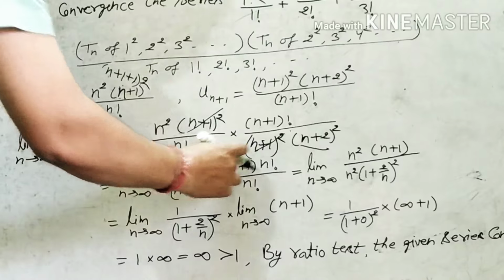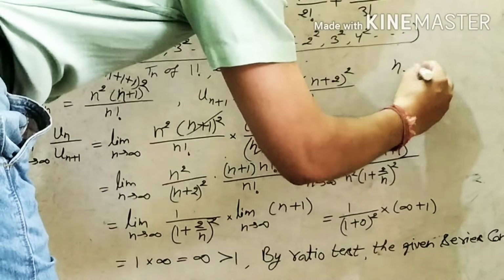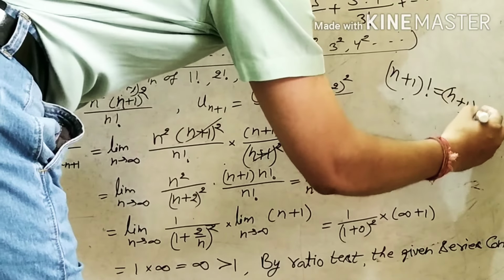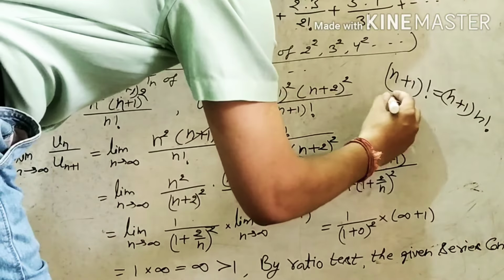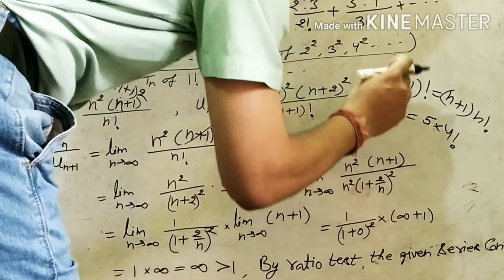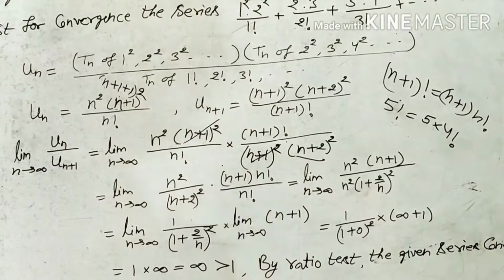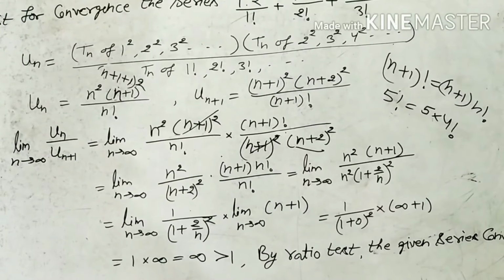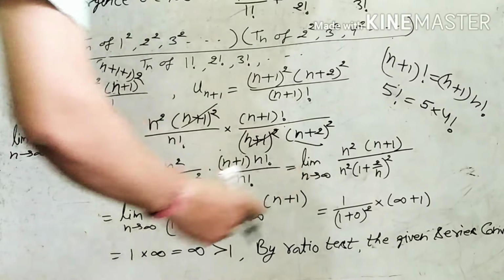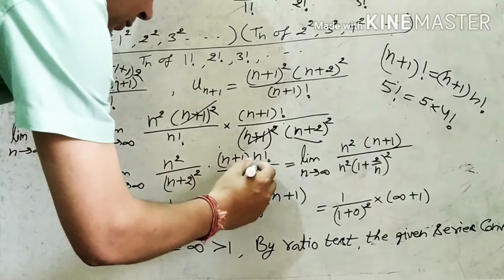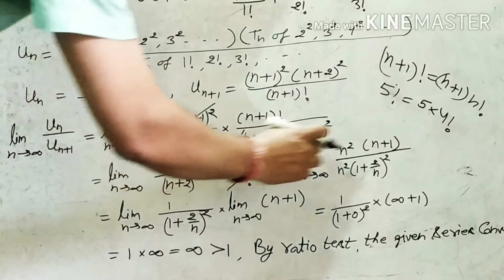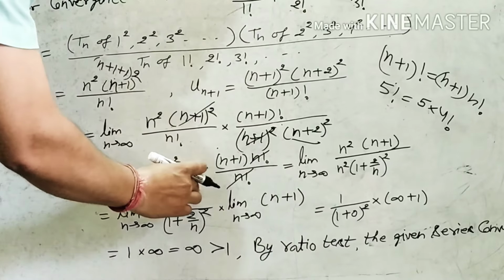n plus 1 factorial can be written as n plus 1 into n factorial. You know, if you have 5 factorial, it can be written as 5 into 4 factorial. That's why n plus 1 factorial can be written as n plus 1 into n factorial. This time n factorial and n factorial will be cancelled out. n square as it is into n plus 1 upon n plus 2 whole square.